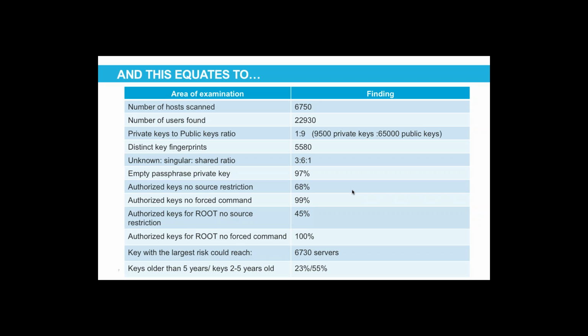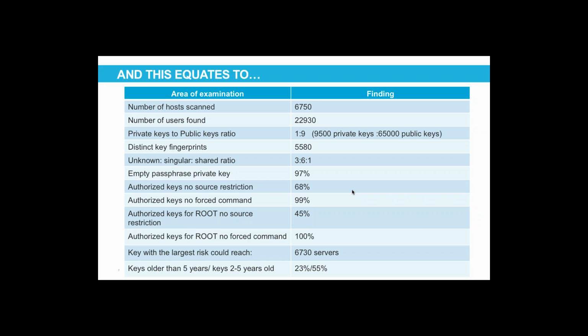Now, more alarming was root keys. Authorized keys for root with no source restriction was 45% of the keys. Root keys. So this means operating system level access. 45% of the authorized keys, the locks to the door, had no source restriction.